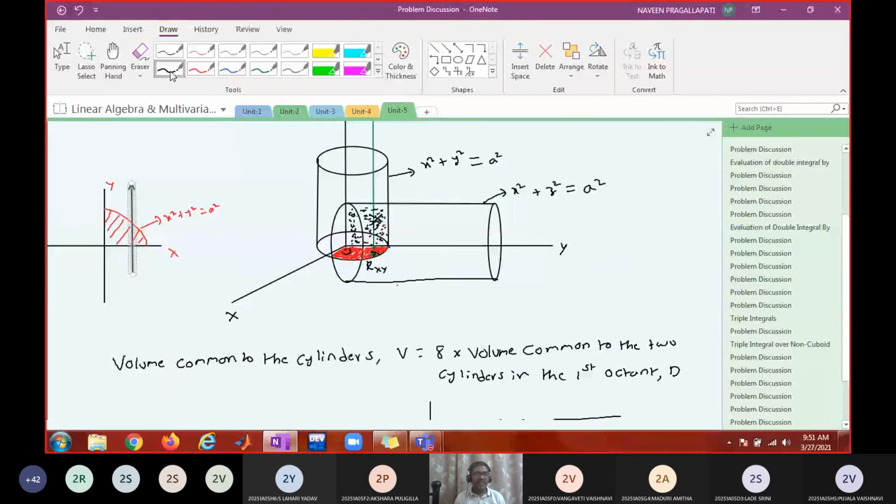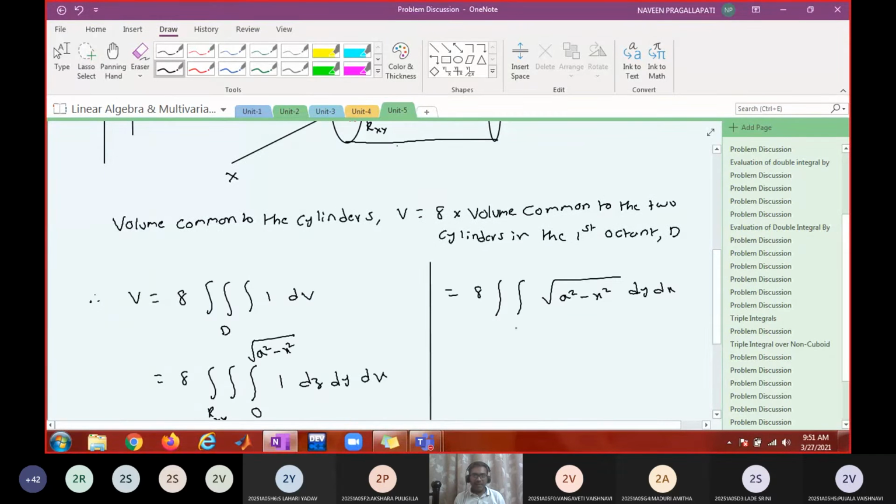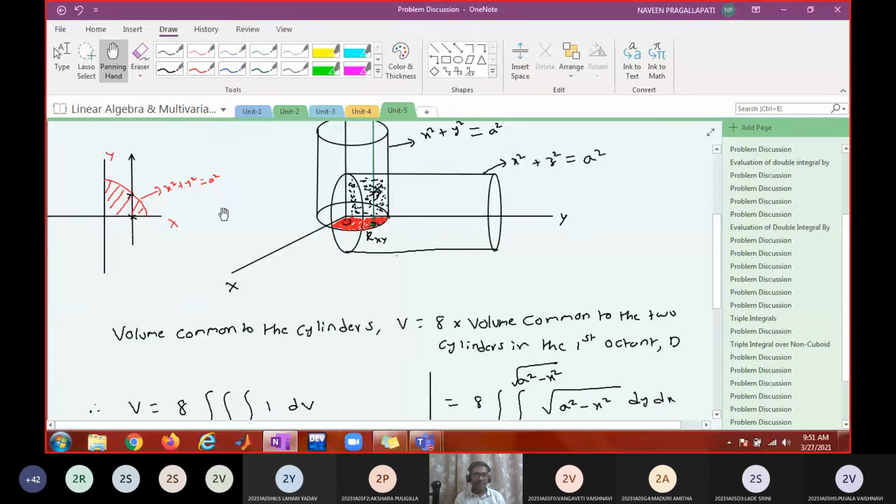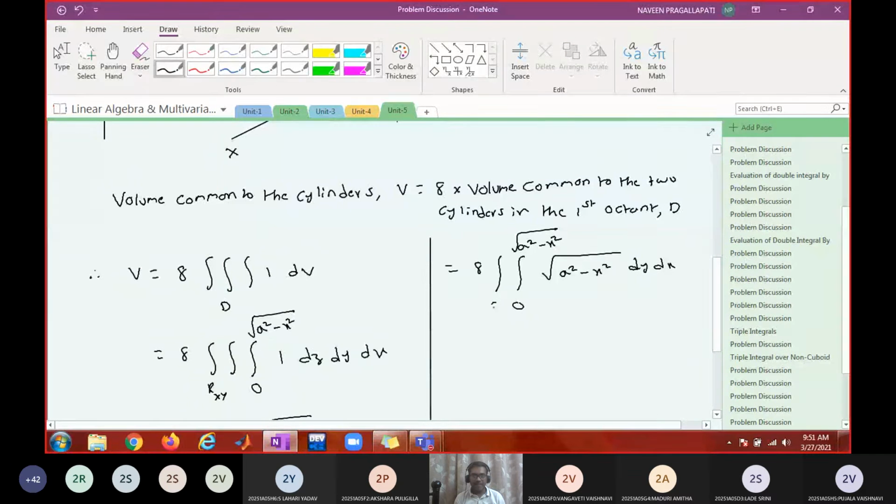See where it is entering and leaving. Starting from 0, leaving through the circle. So what is the value of y? y equals 0 to root of a square minus x square, because it is in the first quadrant, so y is positive, and the minimum value of x is 0 and the maximum value of x is a, because the radius is a, so x is from 0 to a.